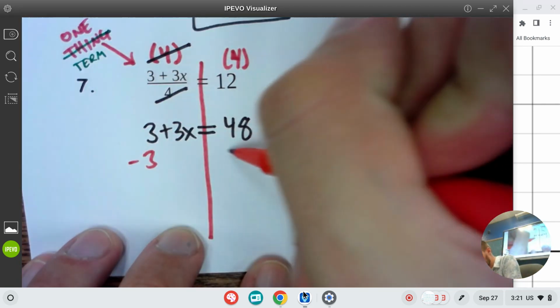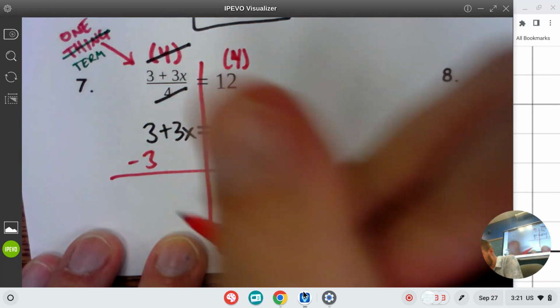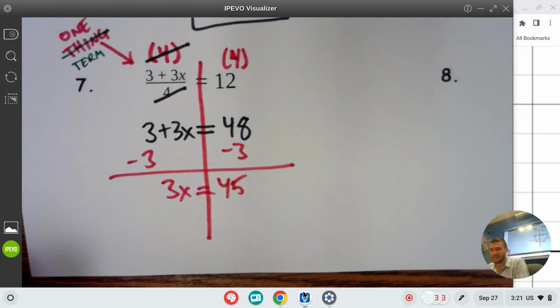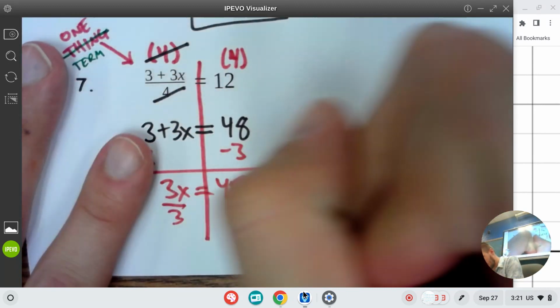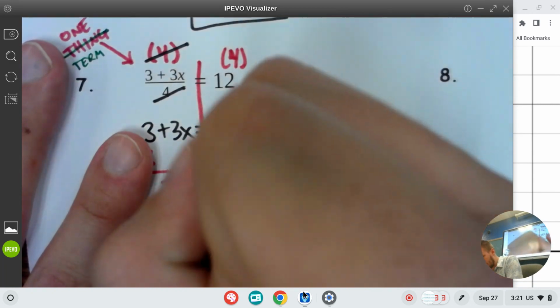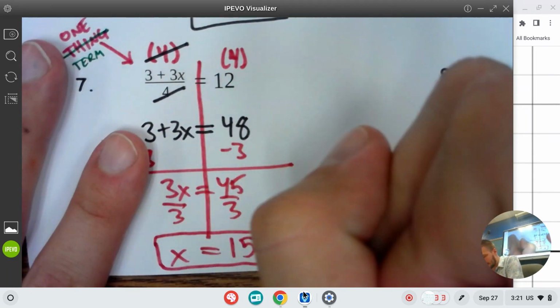Minus 3 on both sides. 3x equals 45. How do we finish every question? Divide by 3. Final answer? 15, 15. Sí. Perfecto.